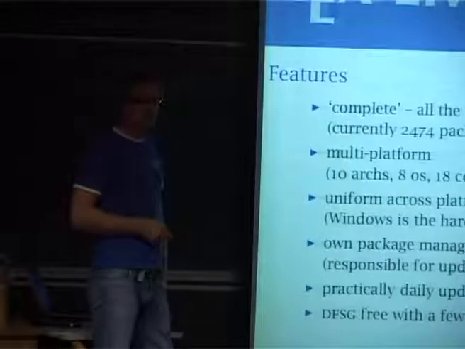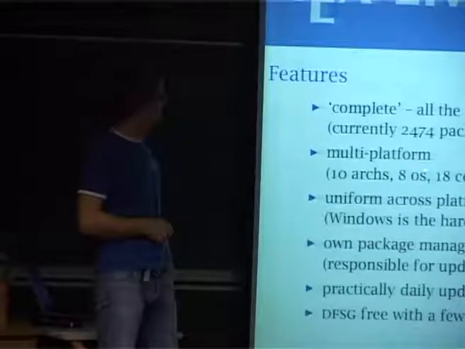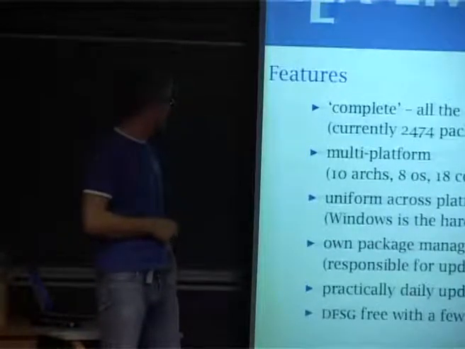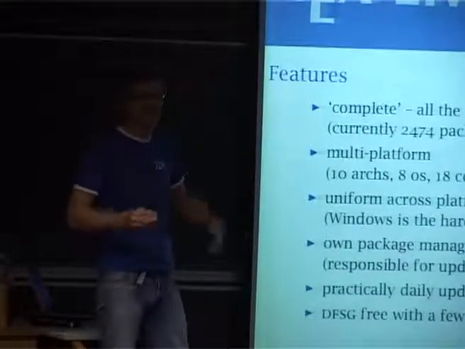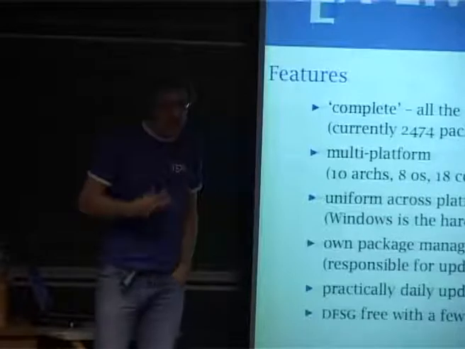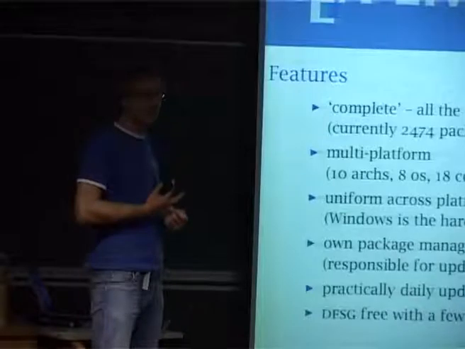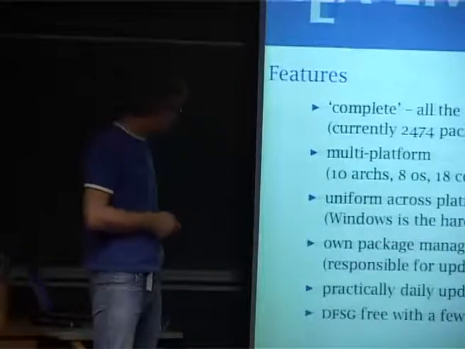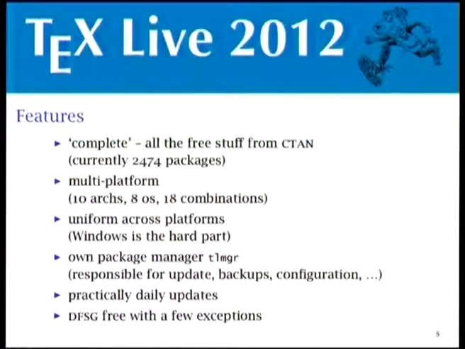It is multi-platform and multi-operating system. We are currently supporting 10 different architectures. So we have 10 architectures, 8 operating systems, and well, the combinations amount to 18 combinations because you cannot combine everything with everything, where we ship actual binaries with TeX Live. So we have our own distribution channels, and we ship the binaries for these architectures. It is uniform across platforms, whereas teTeX was only Unix. TeX Live is now shipped for Windows, Mac OS, and all Linux and Unix distributions.